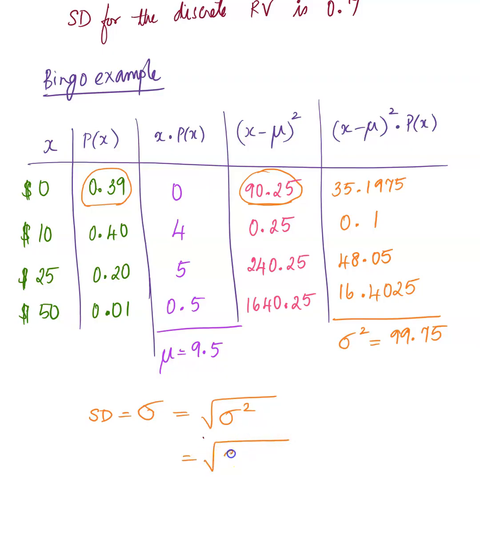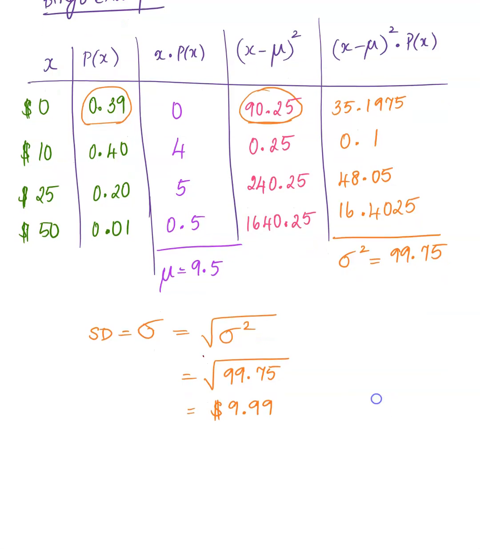So then you have the square root of 99.75, which gives you a long decimal number, but let's round it because it's money. Let's round it to the nearest cent. 9.99 actually. So sigma is 9.99, and that is your standard deviation when you find this. Okay. So from $9.50, your values can vary up or down by roughly $10. That's what this means.